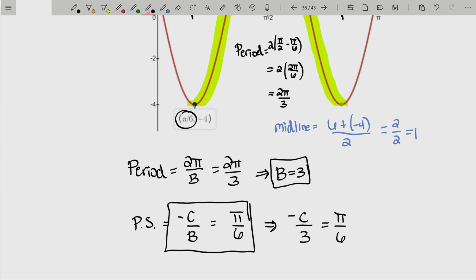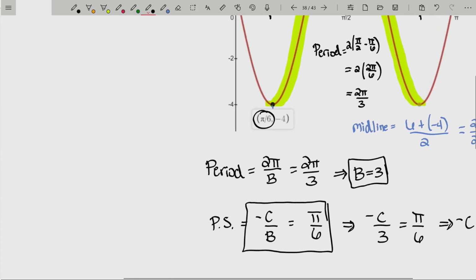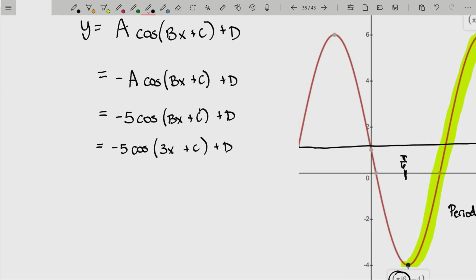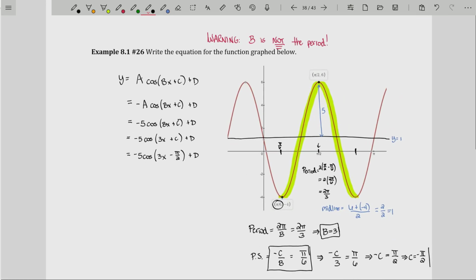Multiply both sides by 3. You get negative c is equal to 3 pi over 6, which is pi over 2. And multiply both sides by negative 1. C is equal to negative pi over 2. Oops, I misspoke earlier, it's pi over 2. So, if c is equal to negative pi over 2, I can now fill that in. Here we go. Equals negative 5 cosine of 3x minus pi over 2 plus d. So far, so good. Let me box that up if I can.